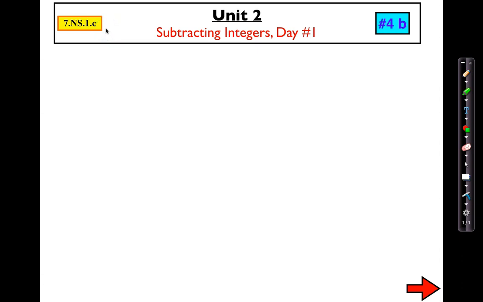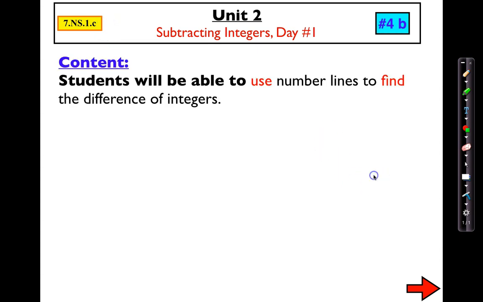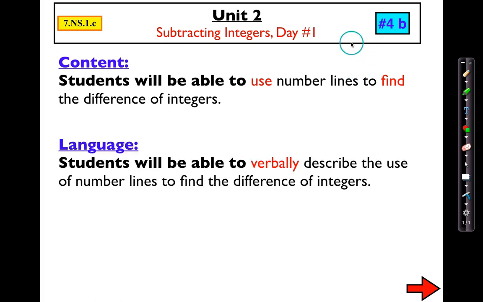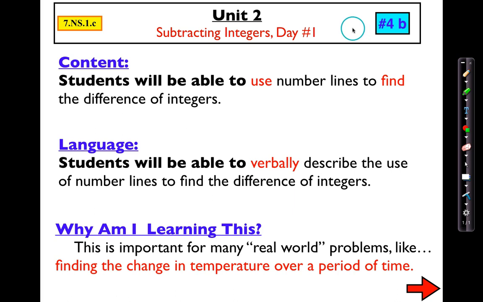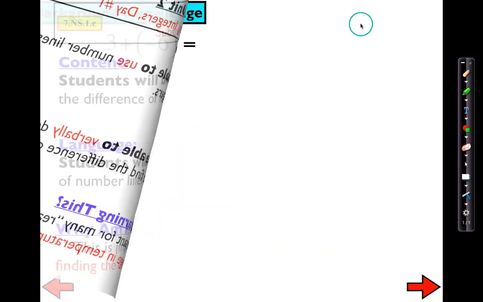Welcome back. Today we're going to be talking about subtracting integers, day number 1. Our content objective is students will be able to use number lines to find the difference of integers. So we've added before, today we're going to just be subtracting them. Language objective is students will be able to verbally describe the use of number lines to find the difference of integers. Why am I learning this? Well, it's important for real-world examples like the change of temperature over a period of time.